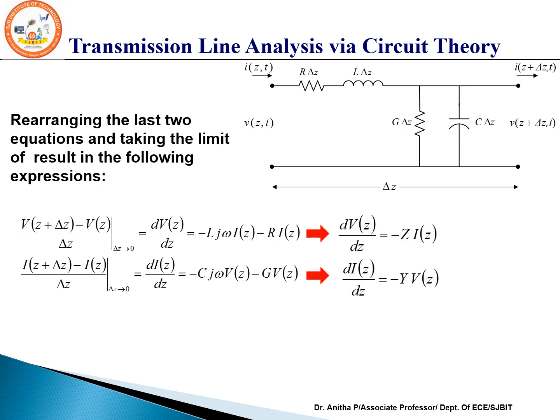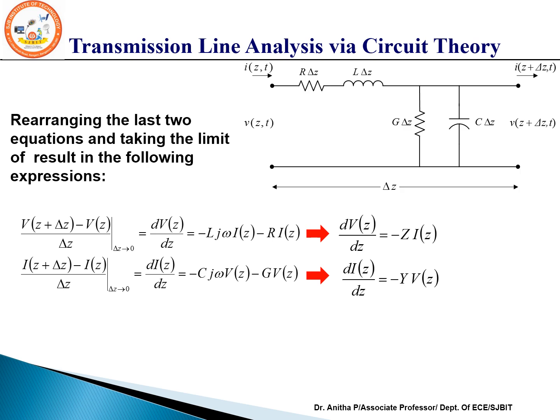So you can represent the same thing by taking I of Z common. If I take I of Z common, you will be left with minus of R plus j omega L. You can also call that the series impedance Z. And in the same manner, in the current equation, take V of Z common on the right hand side. You will be left with minus of G plus j omega C. So G plus j omega C, which we call admittance, shunt admittance, which is Y.